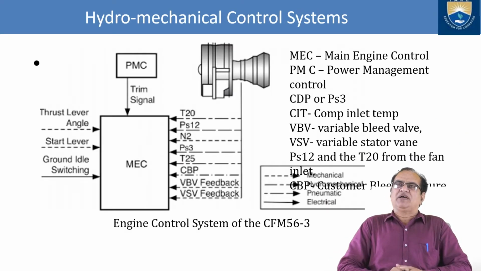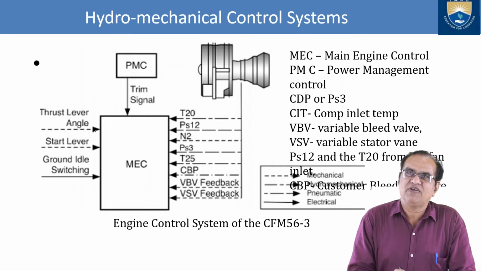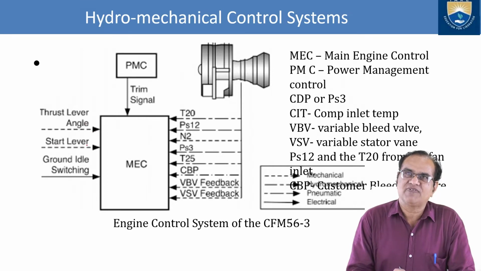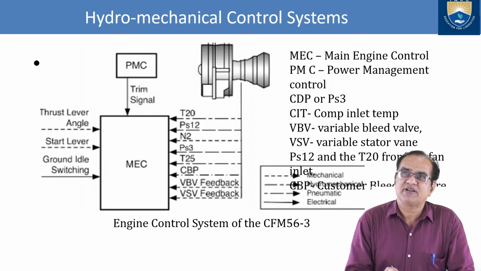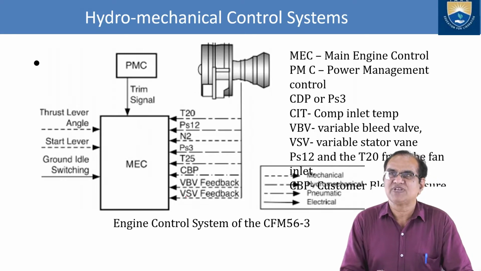Now, if you see the hydromechanical control system, this is a somewhat older type of system. Here we have the thrust lever angle, we will give some angle. Start lever, you have to push it. Ground idling switching here. Then the PMC trim signal, then it will go to the MEC. From the MEC, you will get the temperature of the turbine, pressure of the turbine, N2 RPM, PS2 pressure, T25 temperature, CBT, VBV. These all things we are getting.